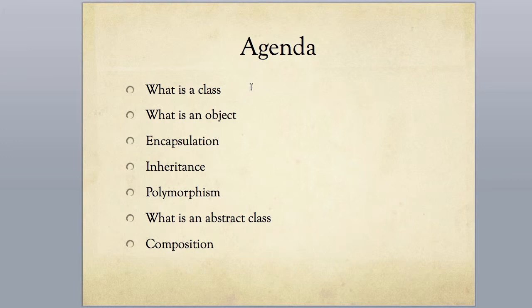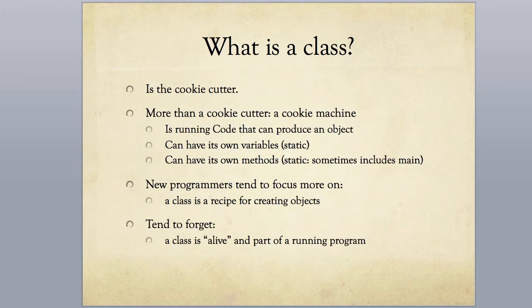We're going to talk about what a class is, what an object is. We're going to talk about encapsulation, inheritance, polymorphism, what an abstract class is, or abstraction, if you will, and what composition is. So let's begin with what is a class.